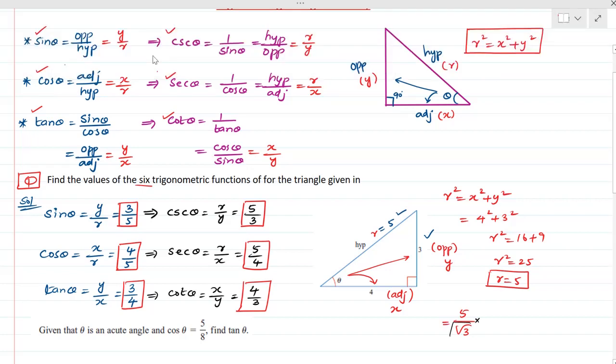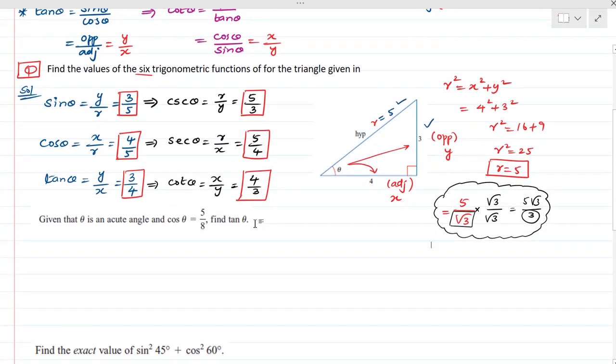So multiplying the denominator, it is root 3 over root 3. Therefore the answer will be 5 root 3 over 3. So here it is rationalized. You should not have the root in the denominator. That is the rationalizing we are doing. Since in all the problems here it is an integer, it is no problem here.